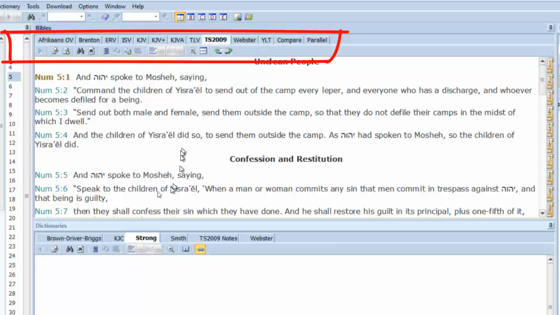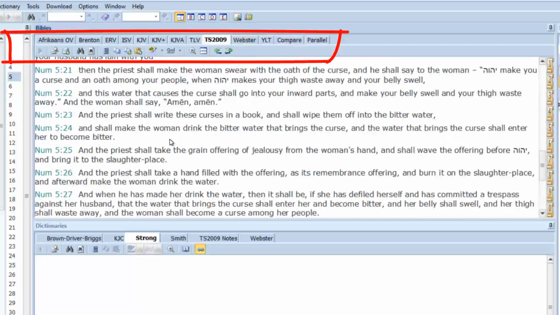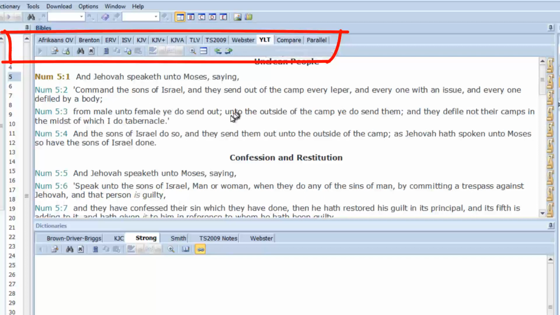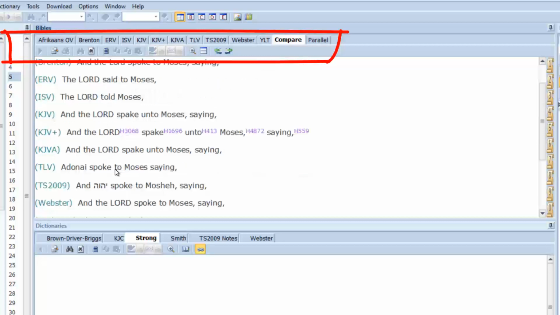2009. The Scriptures is nice because it's got Yod Heh Vav Heh, and it's got Yeshua, and all the Hebrew names. I also like Webster, and I'll tell you about Webster's Dictionary a little bit later on. I have the Young's Literal Translation. Sometimes when you do your comparison, when you say compare, then you can look at a specific verse in all the different translations.